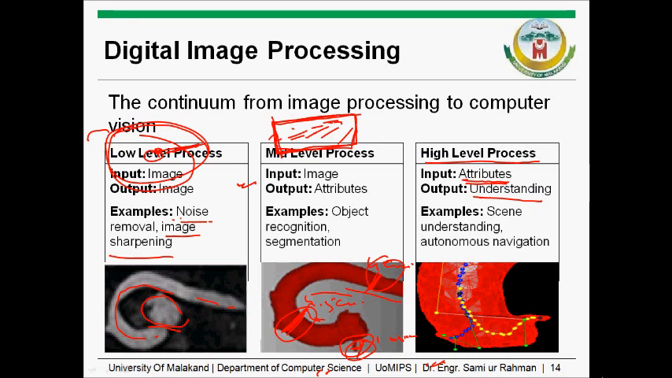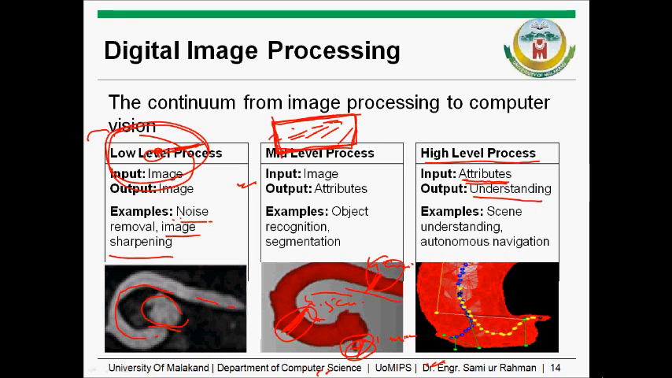Okay, so in our course in image processing we will be more interested in these first two levels, like image enhancement and attributes computation or parameterization of an image. So we will be more focused on these two levels. And then this third level, or the high level, comes in the area of computer vision.